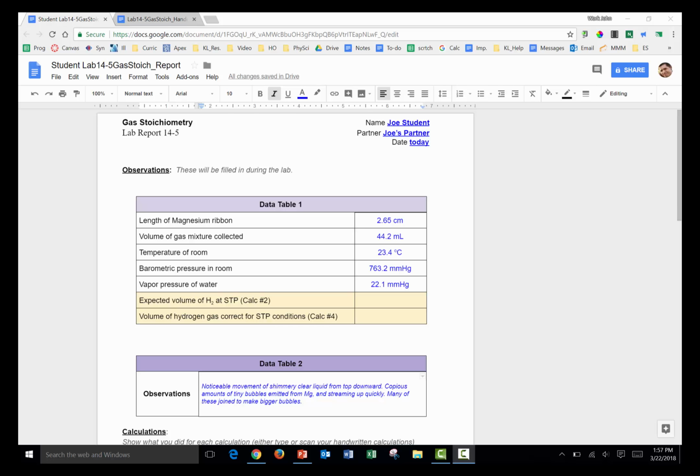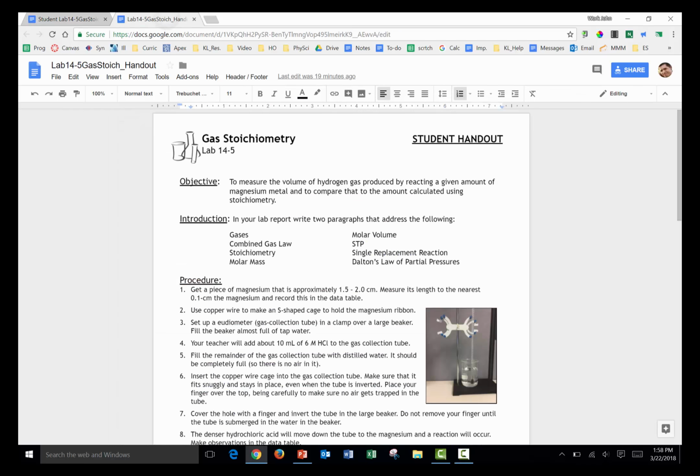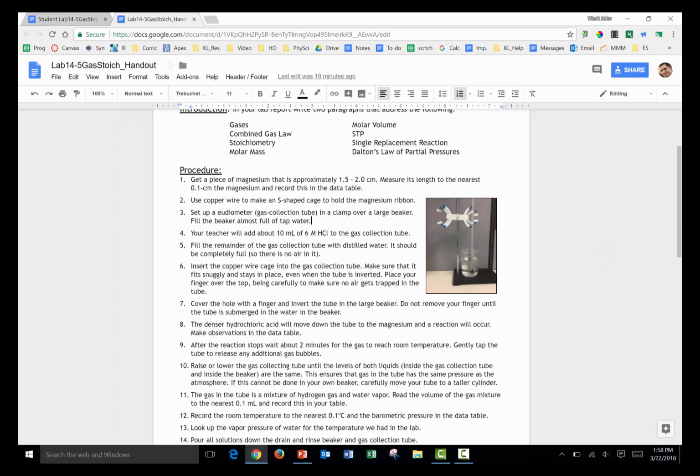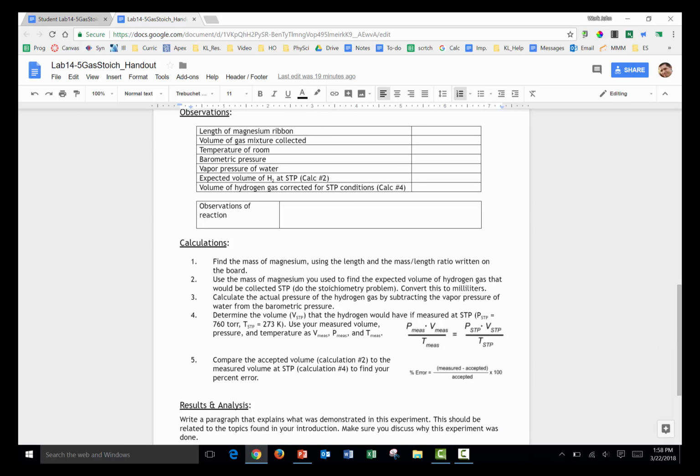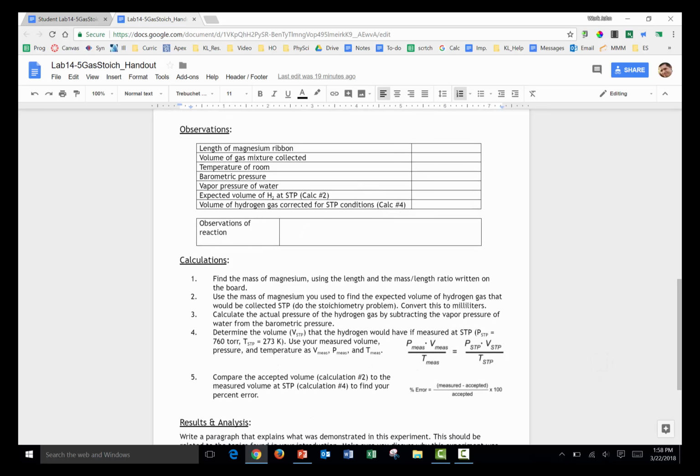Hello, let's do some chemistry calculations together from our gas stoichiometry lab. Looking at some student data here, which I'm going to use for my calculations. Recall that the calculations are found on the student handout, which was linked on the assignment page, or possibly you picked up that paper before you left lab.